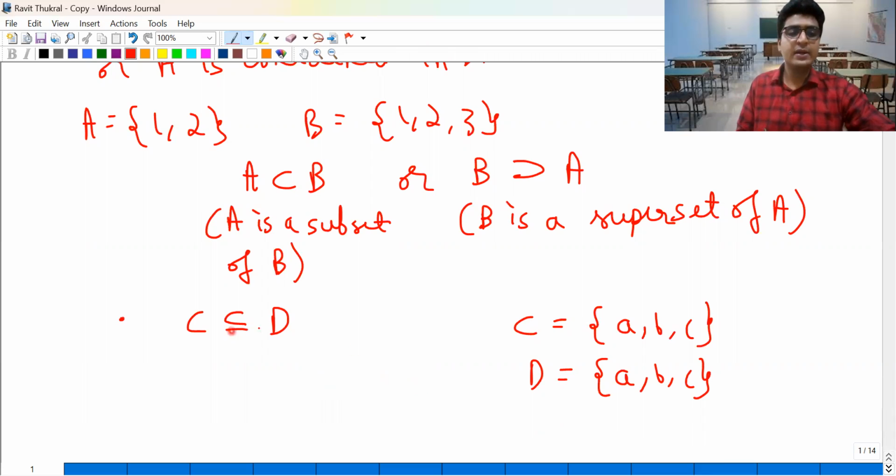So you can say that C is an improper subset of D, as well as D is an improper subset of C, because they both are equal. So we use this equal sign here as well along with the subset sign. So this is improper subset. This is proper subset because here B has all the elements that A has as well as an extra element. Okay, so A is a proper subset of B. But here C and D are equal, so we use this symbol, and this is for improper subset.